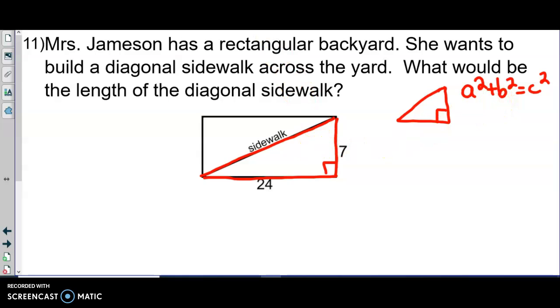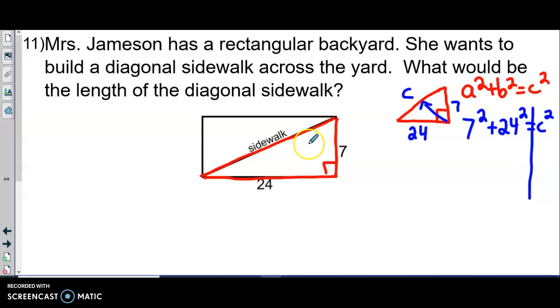So once we know that we're using the Pythagorean Theorem, remember that c has to be the hypotenuse. It has to be the side across from the 90-degree angle. I usually plug them into the Pythagorean Theorem least to greatest. That way I don't make mistakes. So I'm going to plug it in: 7 squared plus 24 squared equals c squared. And I'm trying to solve for the length of the sidewalk, so I'm trying to solve for c.